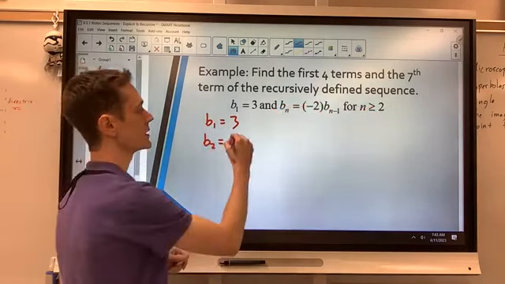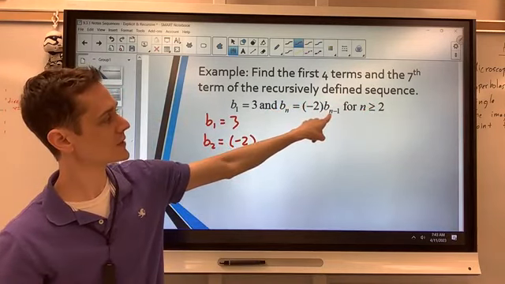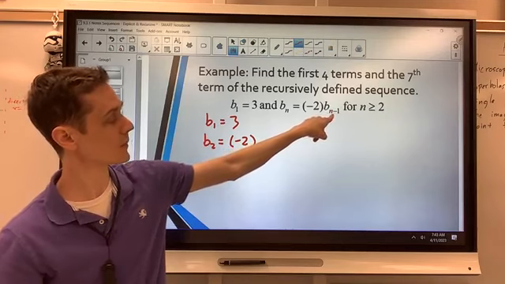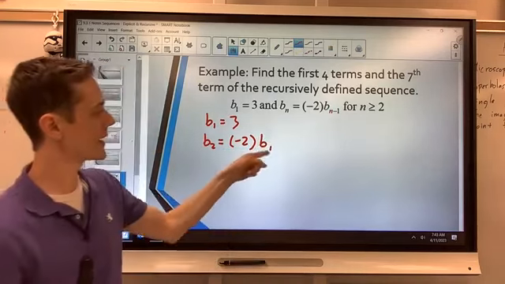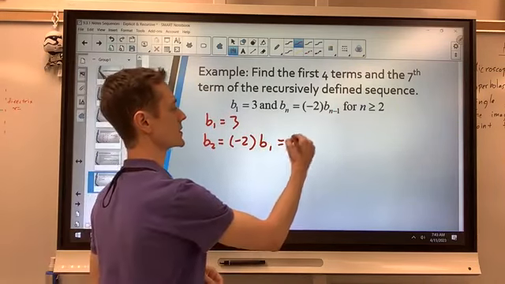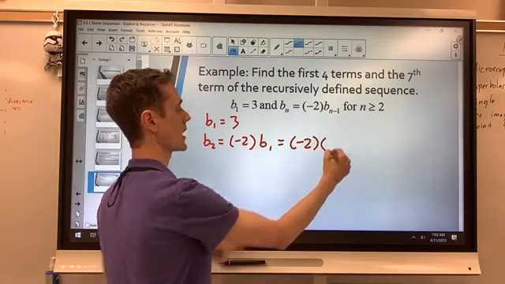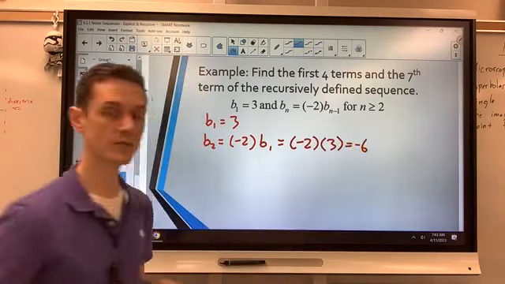And it's going to be negative 2 times, and remember, if I plug in b sub 2 and subtract 1 from it, it's going to end up being negative 2 times b sub 1. And b sub 1 was my previous number in the pattern, so that means this is negative 2 times 3. So my next term is going to be negative 6.